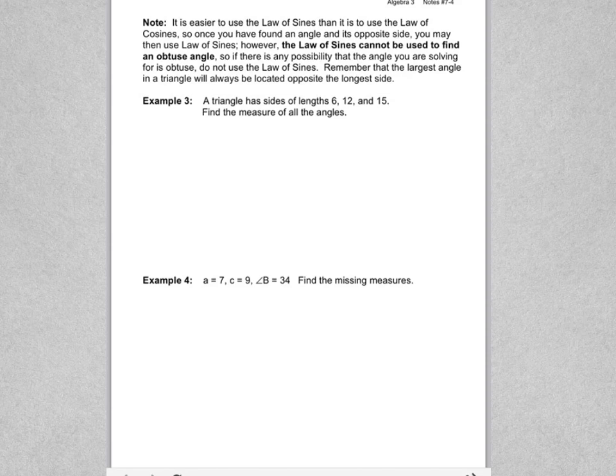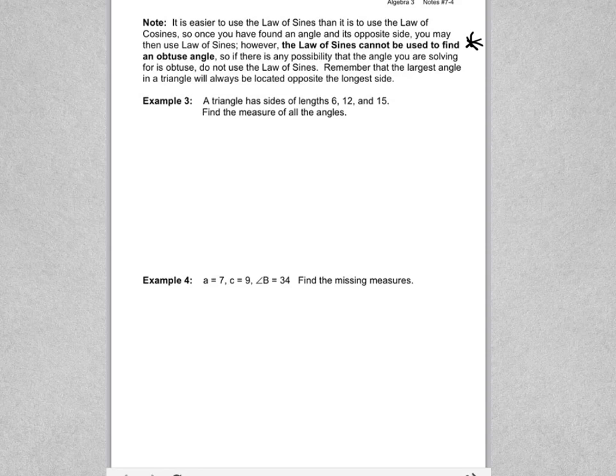However, and this is critical, the law of sines cannot be used right here to find an obtuse angle. So if you think there's a possibility the angle you're looking for will be obtuse, then don't use the law of sines. Okay? And remember, this is critical too, the largest angle in a triangle is always located opposite the longest side. So in that case, use the law of cosines to find that largest angle, and then you're probably okay to go back and use the law of sines.